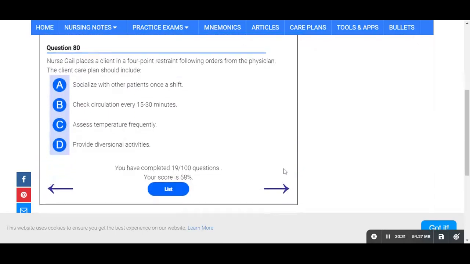Next, question 80. So we'll try to finish this until 100. We can do it. Well, let's try to do it fast.